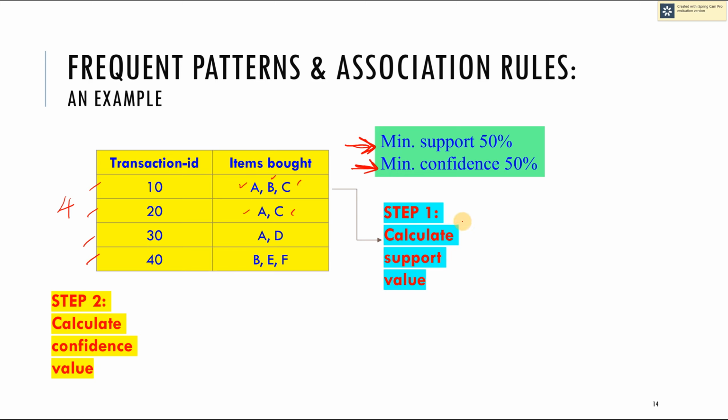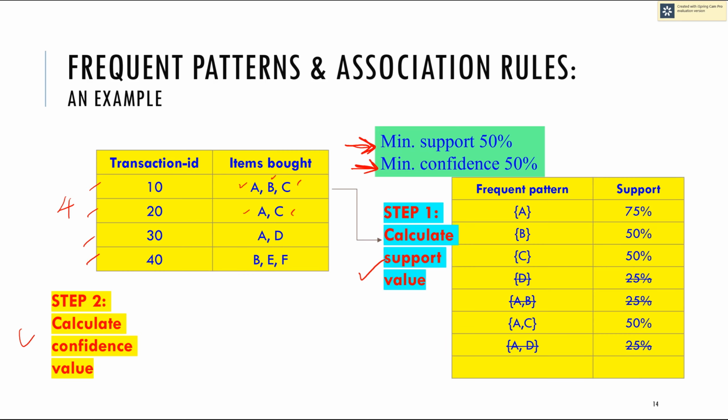From here, you are going to do two steps. Step 1 is to calculate the support value, and step 2 is to calculate the confidence value. In calculating the support value, you need to calculate the frequency of the item over all transactions. For example, you have the frequent pattern of A, and you would like to see the frequency of A. So what is the support of A? What is the frequency of A being bought? You take a look at A here. How many transactions have you found? 1, 2, and 3. So it will be 3 over all transactions, which is 4. So that is why you get 75%.